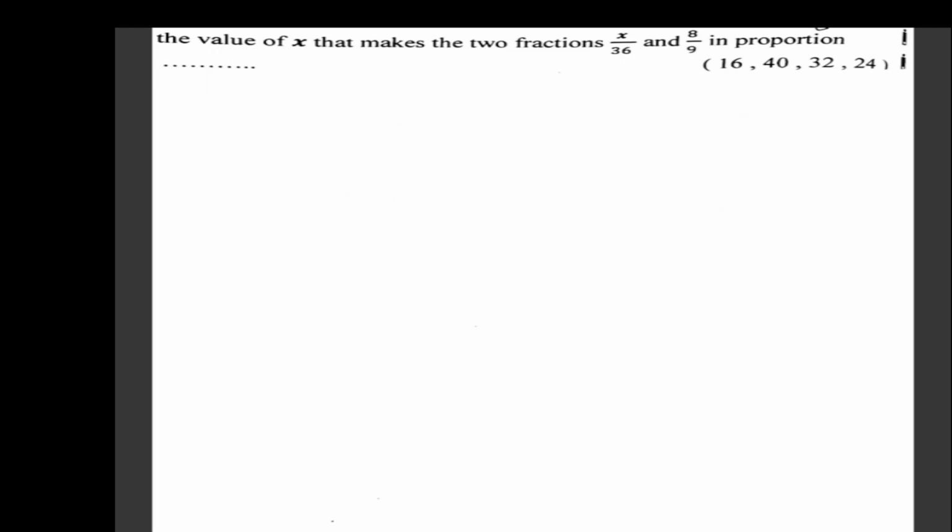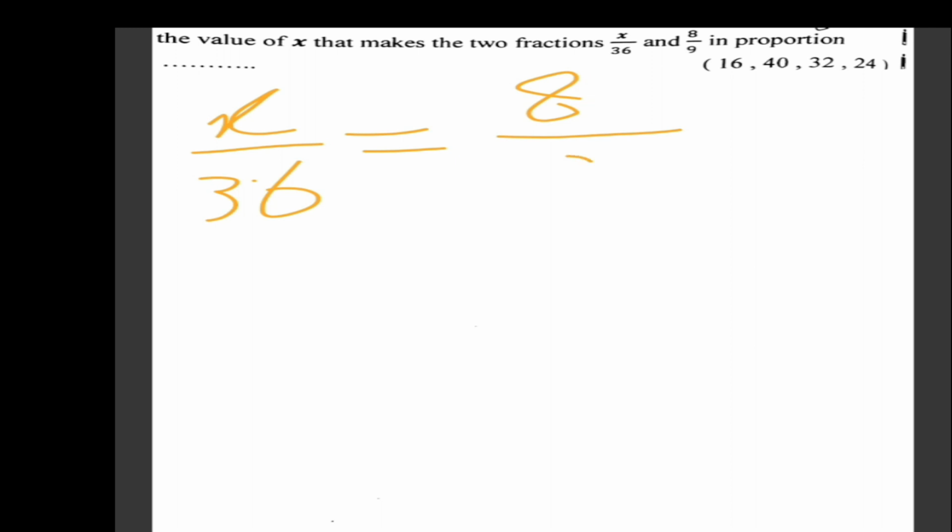In this example, he asks for the value of x that makes the two fractions x over 36 and 8 over 9 in proportion. He needs us to put x as a number to make these two ratios represent proportion. The condition is that we write these fractions as equal fractions. So I write x over 36 equals 8 over 9.